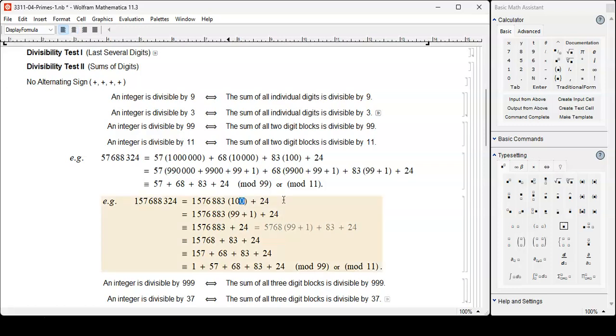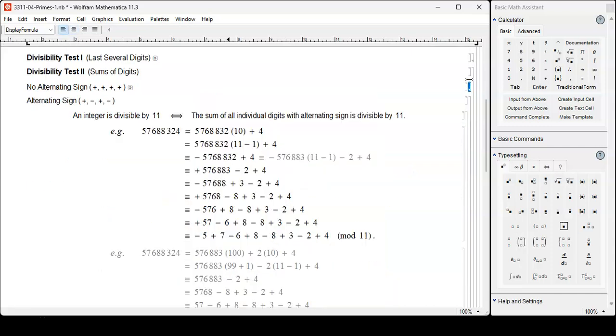We take 2 digits out and 99 plus 1 we decompose like that. No subtraction. This time, just 1 digit out, that's easier, but 10 is 11 minus 1. We write like this. And then 11 is congruent to 0, mod 11. So this is the end result. Take 4 out, what's left with opposite sign.